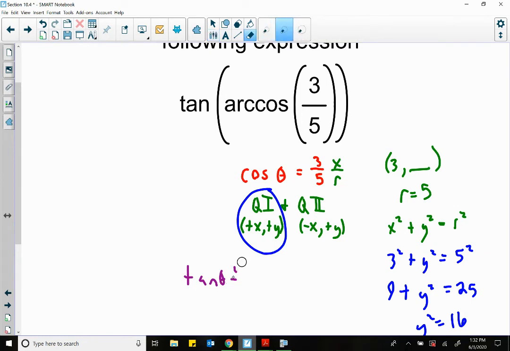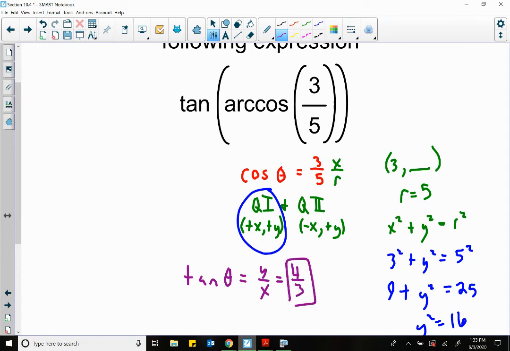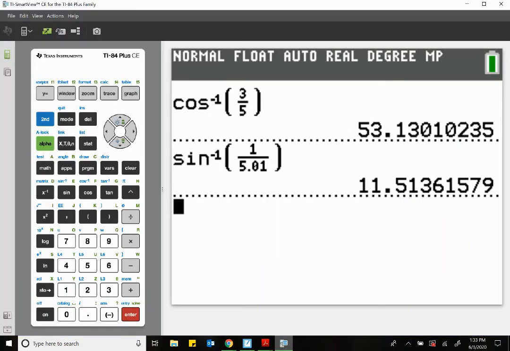So tangent theta is equal to y over x. So tangent theta is going to be 4 over 3. And there you go, that's the answer. You could also go to your calculator and check some of this stuff out.